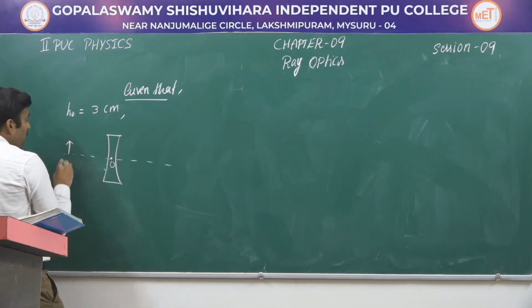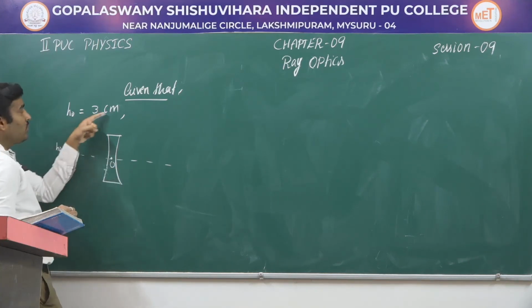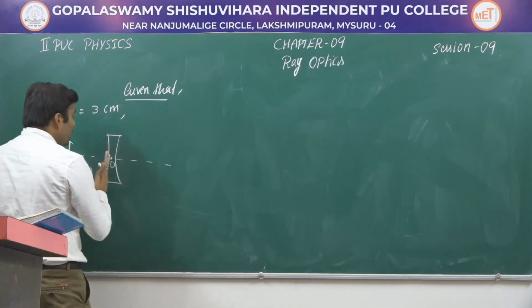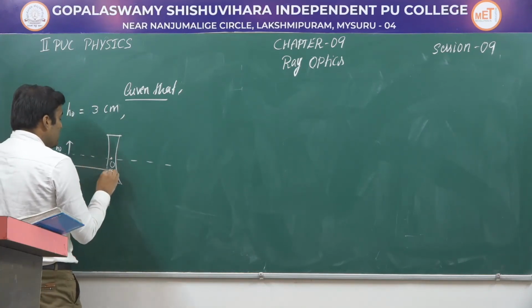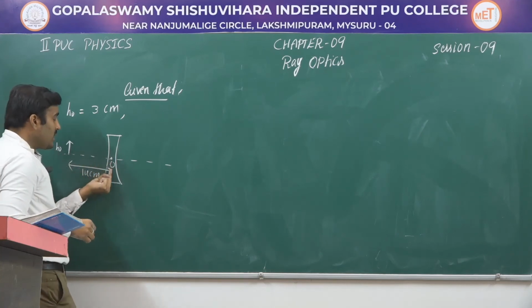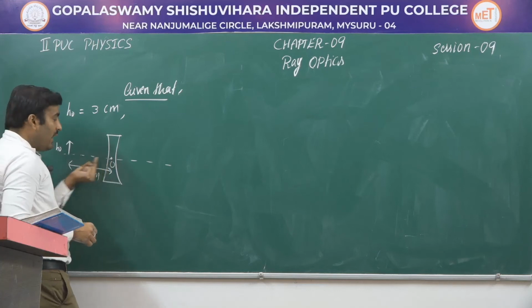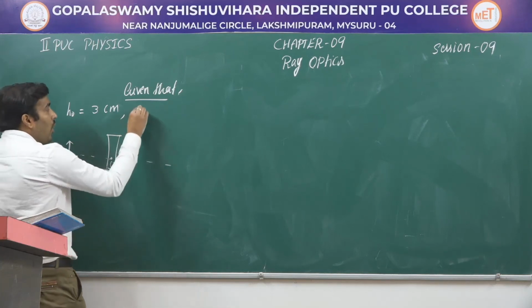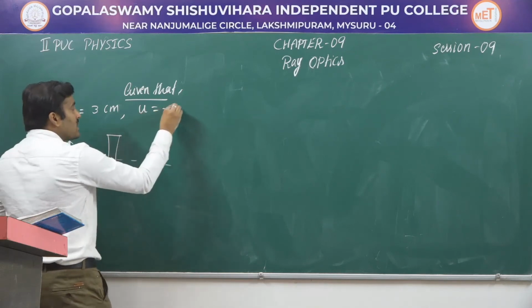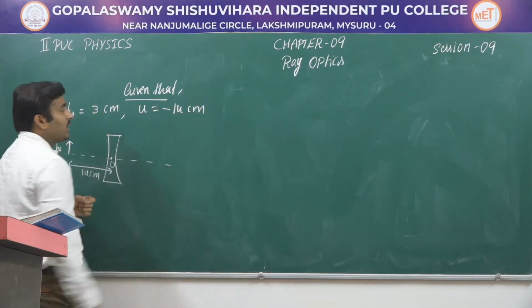So the height of the object is given, HO is equal to 3 centimeter and this is placed 14 centimeter in front of a concave lens. So this distance is equal to 14 centimeter. Since this distance is towards the left side of the optical center, the object distance is considered as negative. So minus of 14 centimeter.